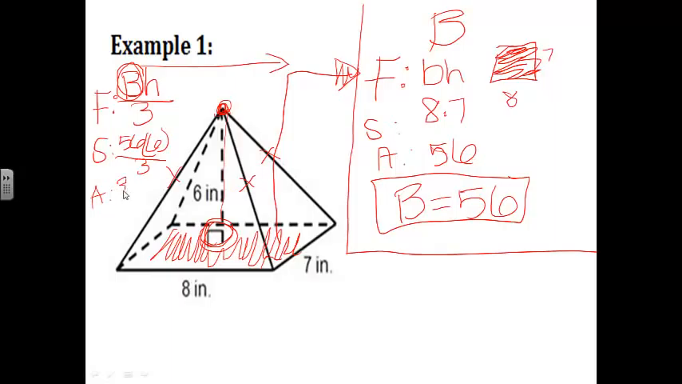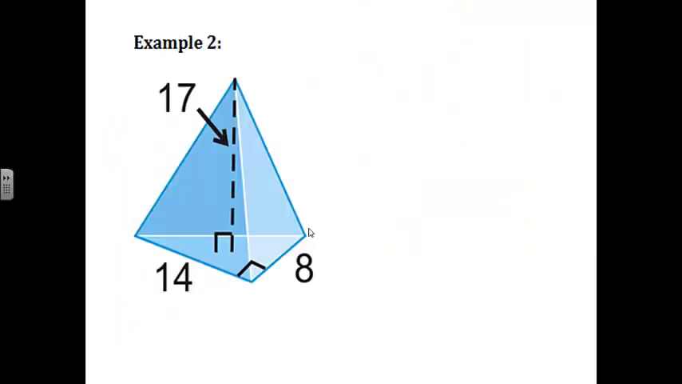Good. You should have gotten 336 divided by 3, because 56 times 6 gives you 336, all divided by 3. The volume of this pyramid, your answer, should be 112 inches cubed. Remember, volume is to the third power. Area was to the second, volume is to the third. Okay, pretty easy, right? All you got to do is, the base is the main thing. All right, let's go to number 2.